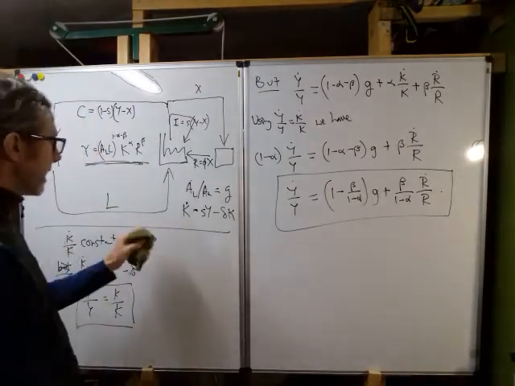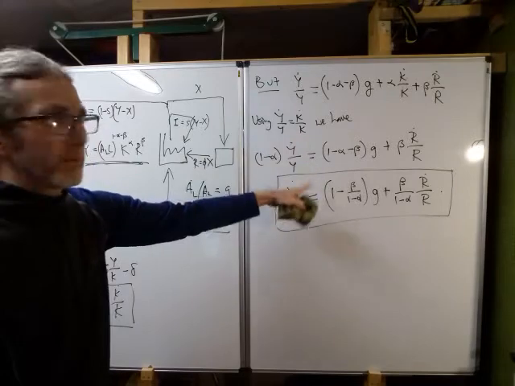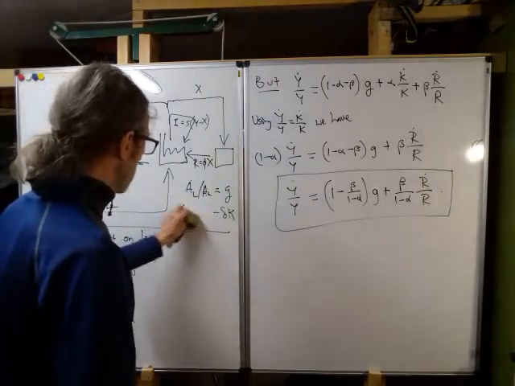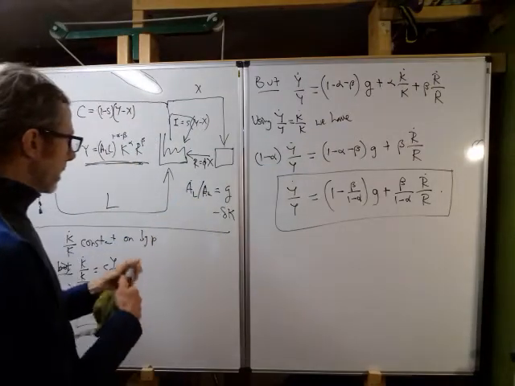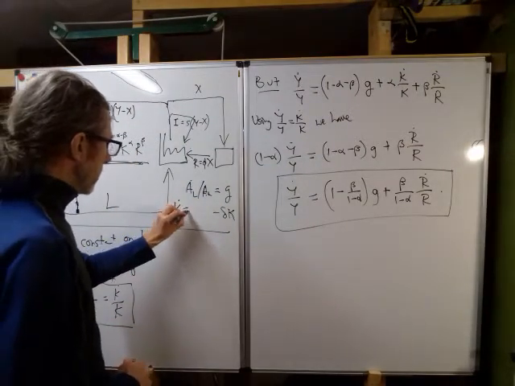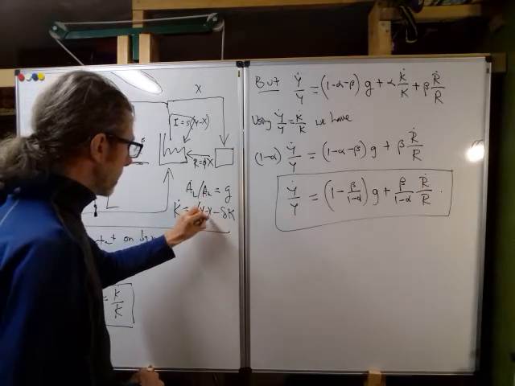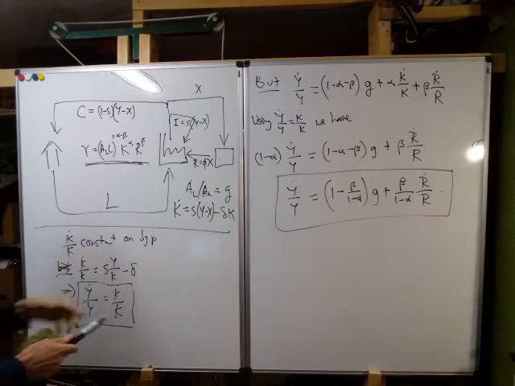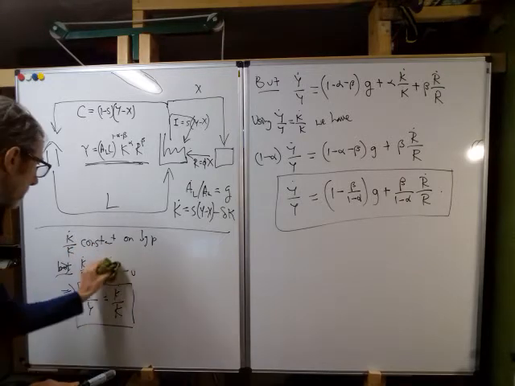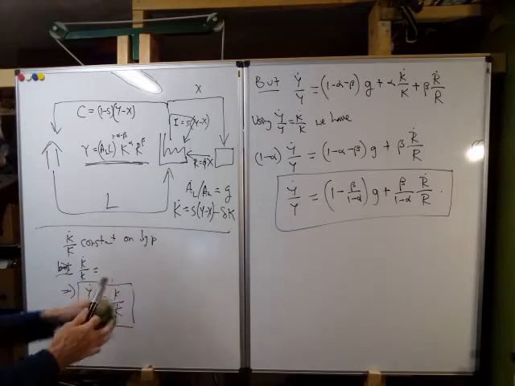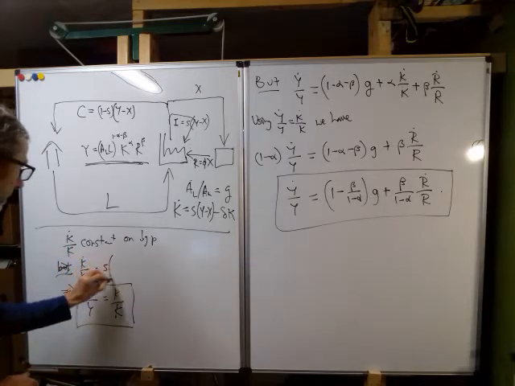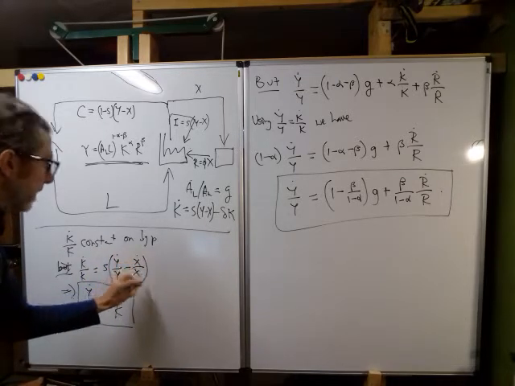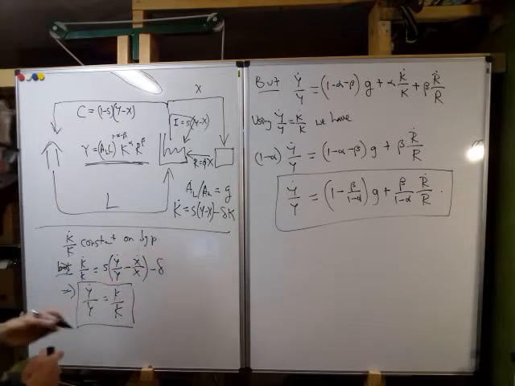So I need to go back here. This is all fine, so don't worry here. But I need to redo this. Because actually we've got k dot is s y minus x minus delta k. K dot over k is constant on the BGP, but k dot over k is s y dot over y minus x dot over x minus delta.